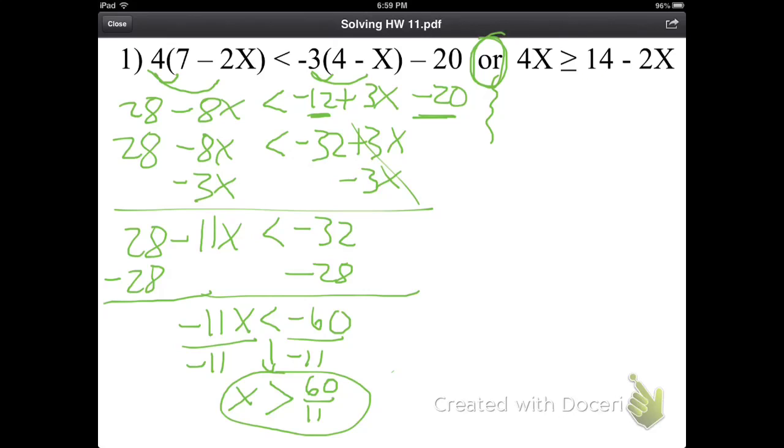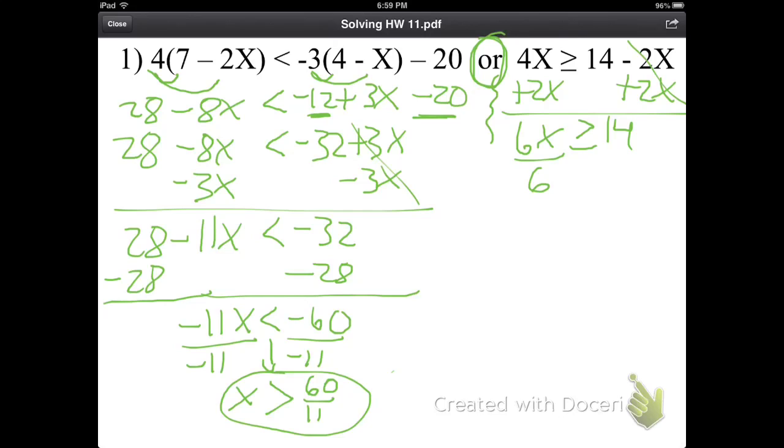To deal with this one, you're just going to pick a side for your variable. I'm going to pick the left side, which means I need to get rid of the variable on the right. So I'm going to add 2x to both sides. On the right side, the 14 is all that's left. There's no 2x. And on the left side, I now have 6x.